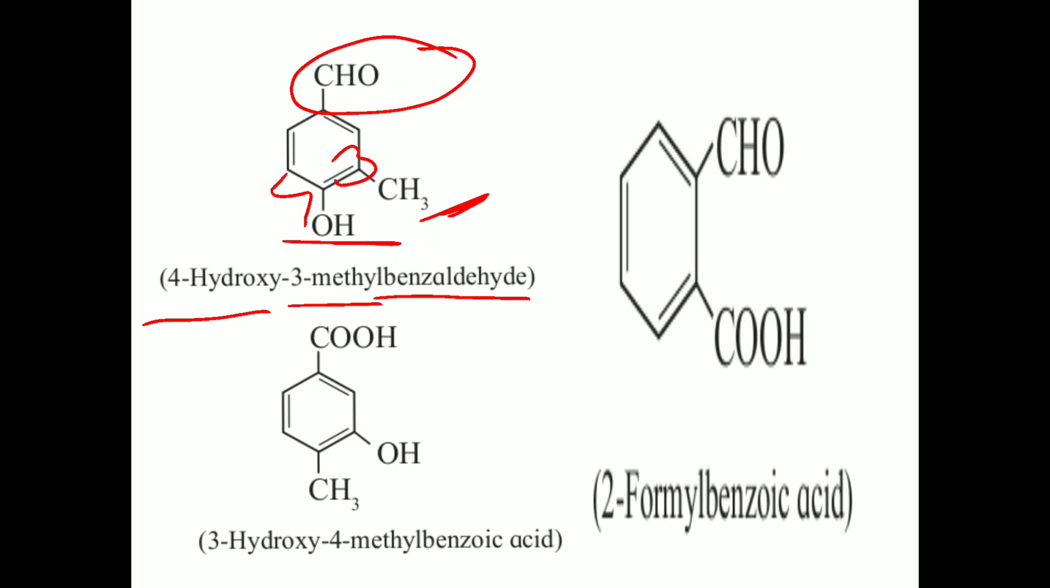Now next is the COOH, that means it contains the acidic group. It is directly attached to the benzene, so the name is benzoic acid. Now this is the first carbon atom.